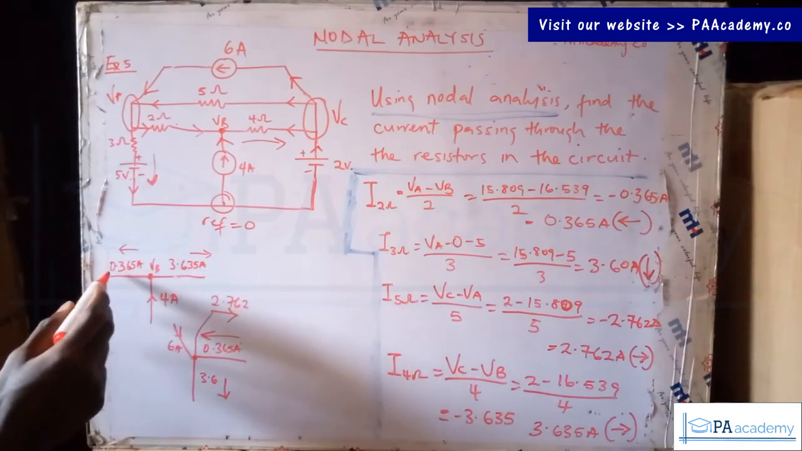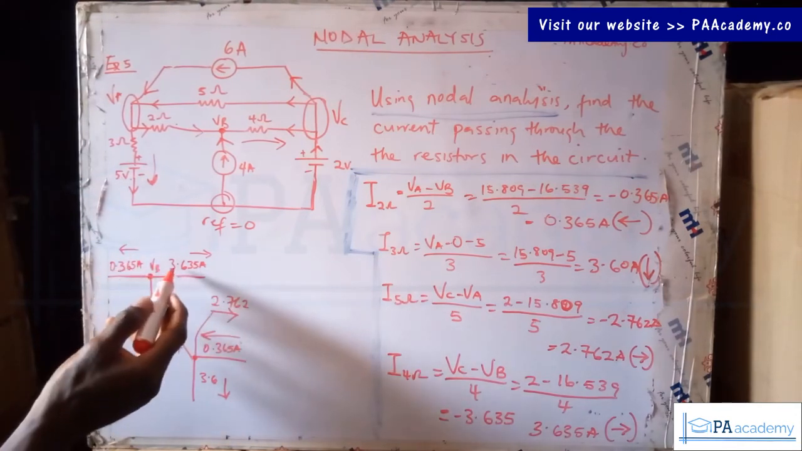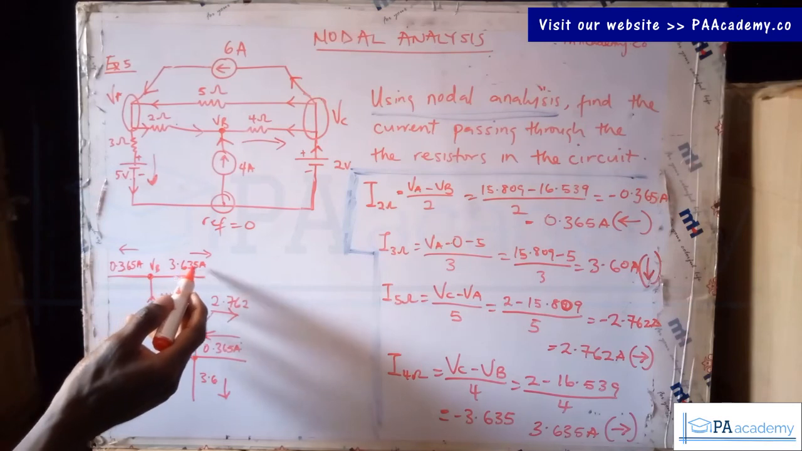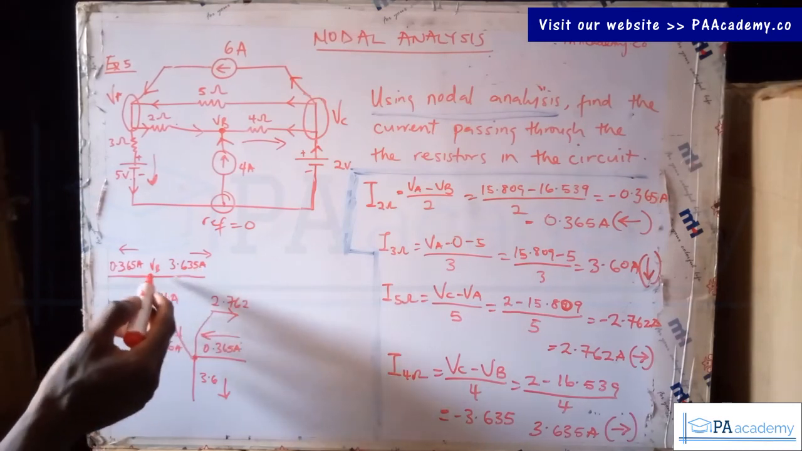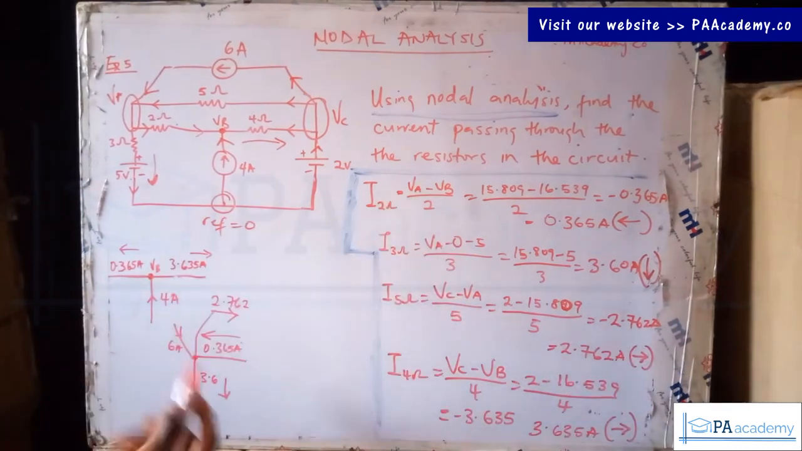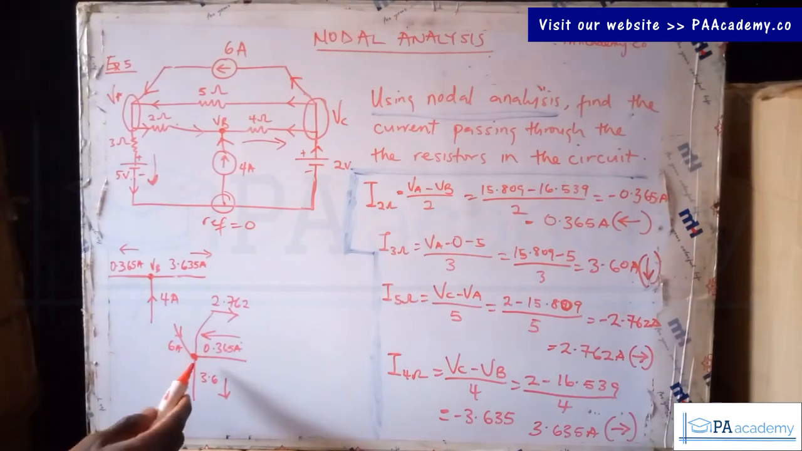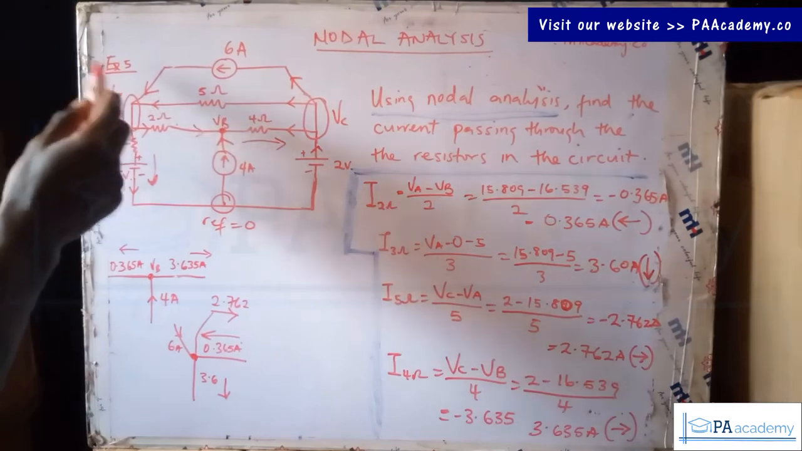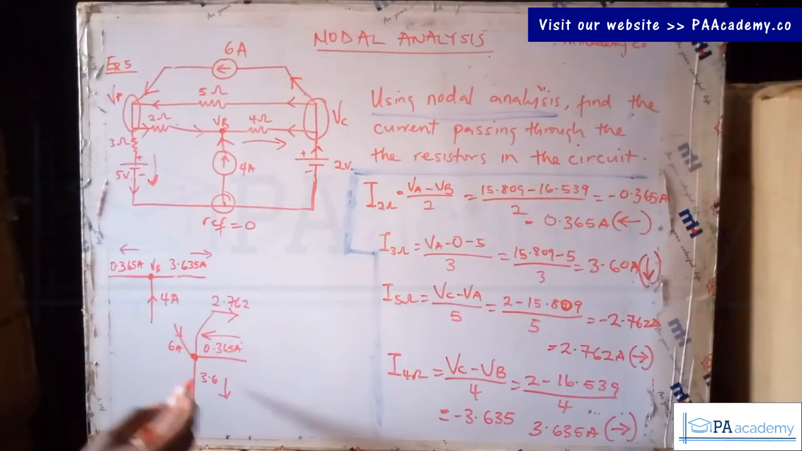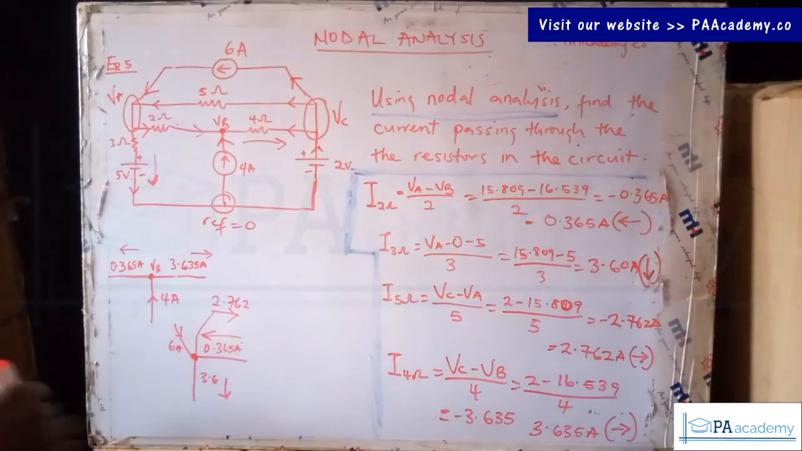If you look at this, 0.365 plus 3.635 gives us 4. That means the total current going out is the one coming in. If you also examine this, it's the same thing. This is for VA. If you analyze it the same way, you discover that the total current going in is also the one going out. So that's just what I want to explain.